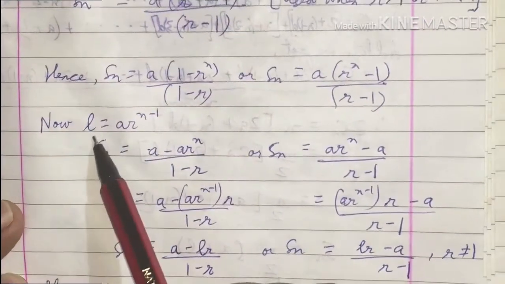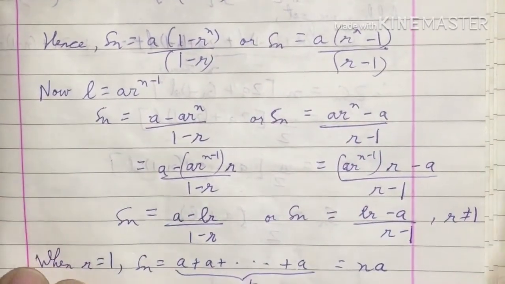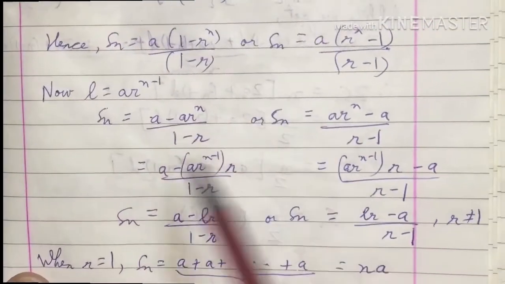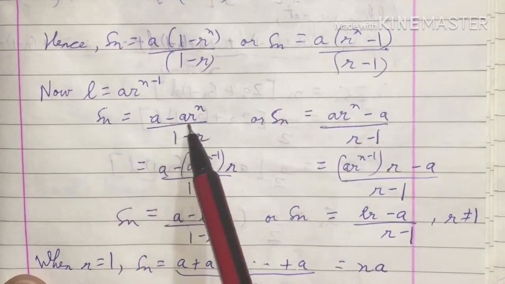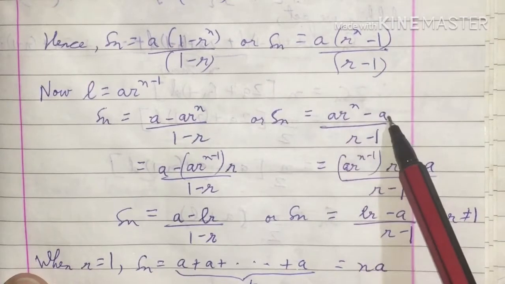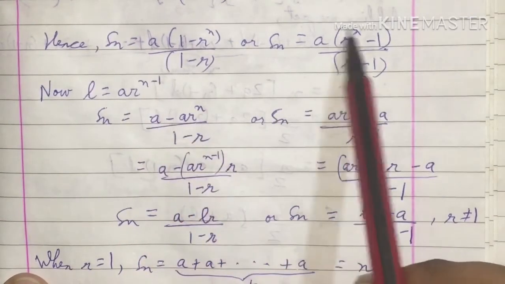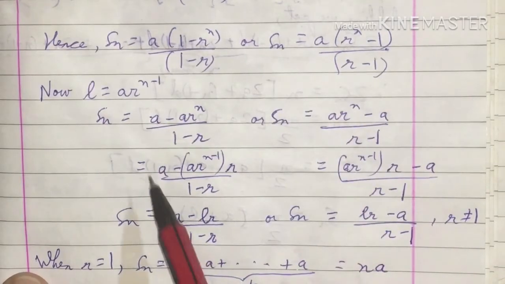We know that the last term is L equal to ar raised to n minus 1. So we can derive a formula having L. So basically we have Sn equal to a minus ar raised to n upon 1 minus r, or Sn equal to ar raised to n minus a upon r minus 1. Basically just opening the brackets here in the numerator.